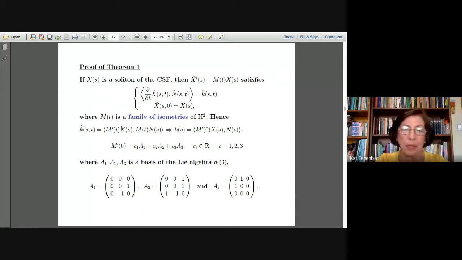You are starting with a soliton solution, which means that you have a family of curves which evolve by isometry. So M_t is a family of isometries of the hyperbolic plane, and you want to satisfy this inner product being the geodesic curvature at time t, and at t equal to zero you want the family to be exactly the initial curve. So you consider this equality. The curvature k hat is obtained by taking the derivative of x hat with respect to t and plugging in, and then you look at t equal to zero. When t equals zero, you have the curvature of the initial curve, and you have M prime at time zero times x, and because M of zero is the identity, you just have the normal on this side.